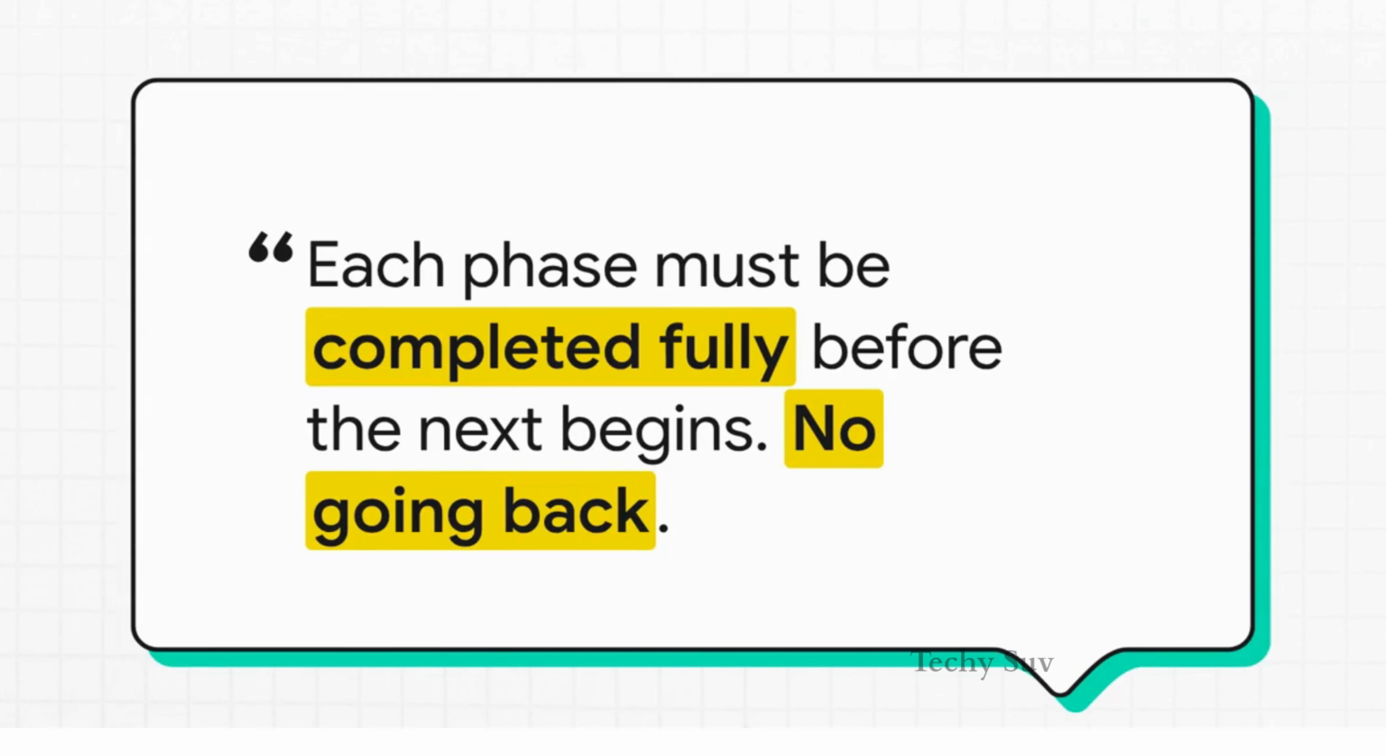And this is the absolute golden rule. It is non-negotiable. Once a phase is done and signed off, that's it. The gate slams shut behind you. There is no swimming back upstream. Now, this is what gives the model its super predictable structure, but as we're going to see, it's also where it gets its reputation for being so rigid.